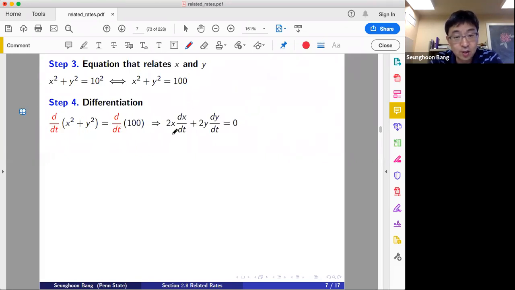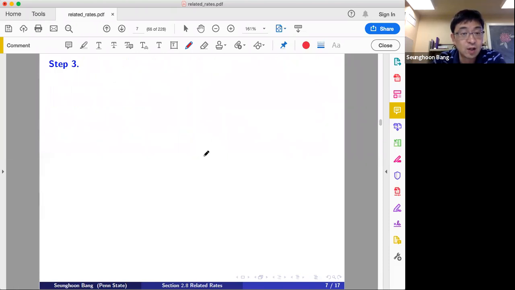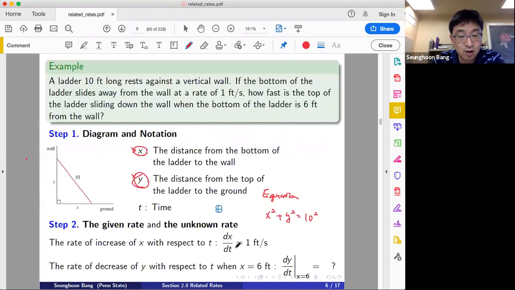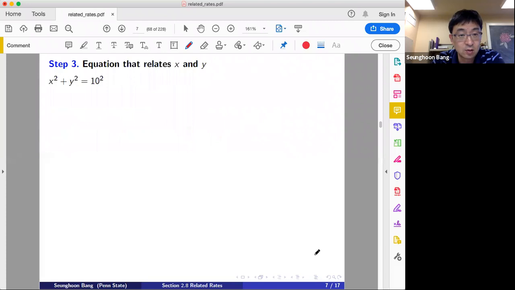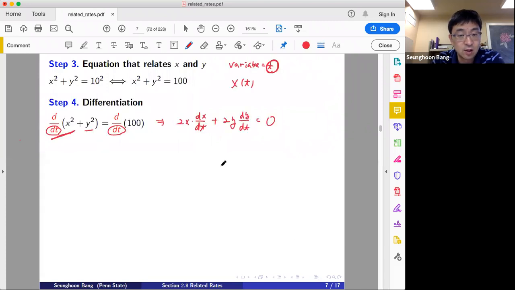The variable is always t. We can use the given information. What's the given information? It is here: dx over dt is 1, and x equals 6. So from here, x equals 6 and dx over dt equals 1.